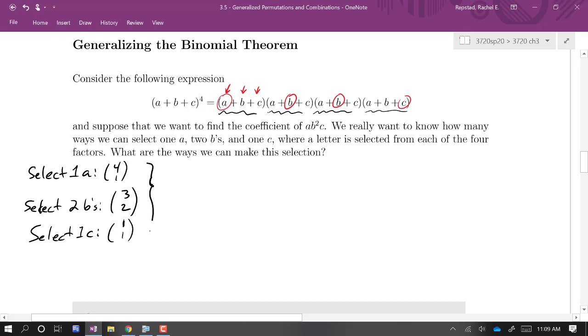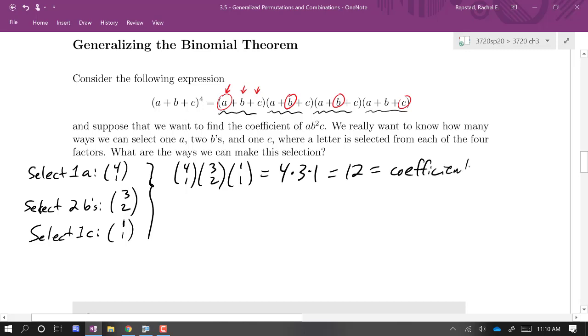And now I'm going to use the multiplication counting principle. 4 choose 1, times 3 choose 2, times 1 choose 1. That's 4 times 3 times 1, or 12. That is the coefficient on a, b squared, c.